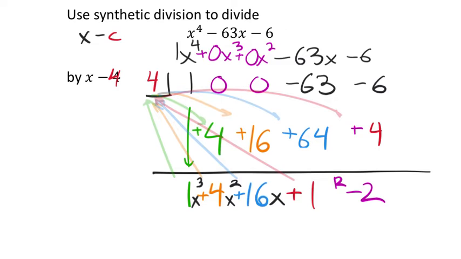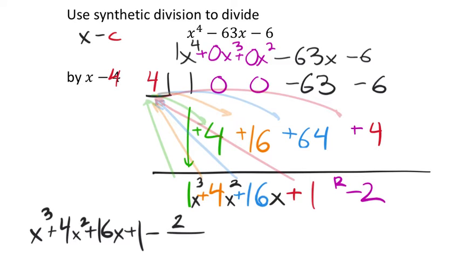So I have my polynomial, my quotient, with the remainder, but again, I'll write it a second way, with the remainder included in the polynomial. So that'd be x cubed plus 4x squared plus 16x plus 1. And then again, from here, it depends on how you want the negative. I'll just put the negative there in front. The negative 2 over the original divisor, which was x minus 4.